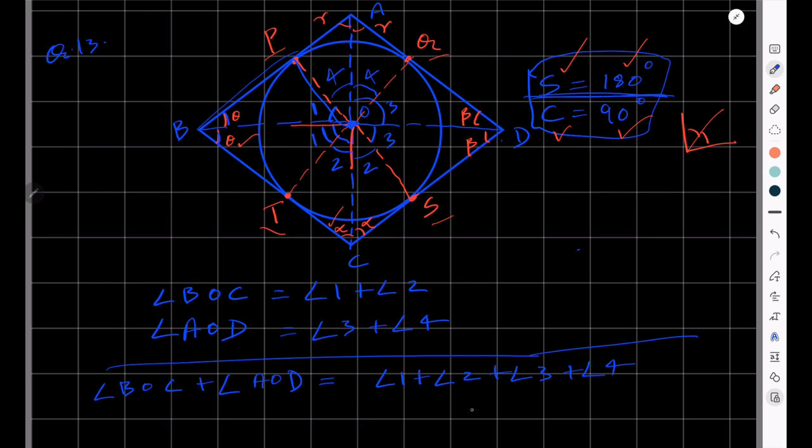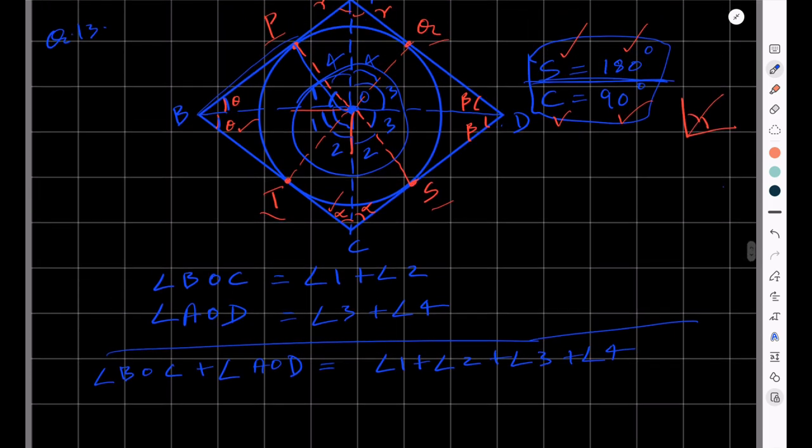So now how will we do that? We can do that because we know that for any two lines crossing each other, the sum of all the angles will be 360 degrees. This we know. And a similar thing is happening here also. If we add all these angles, it will be 360 degrees.